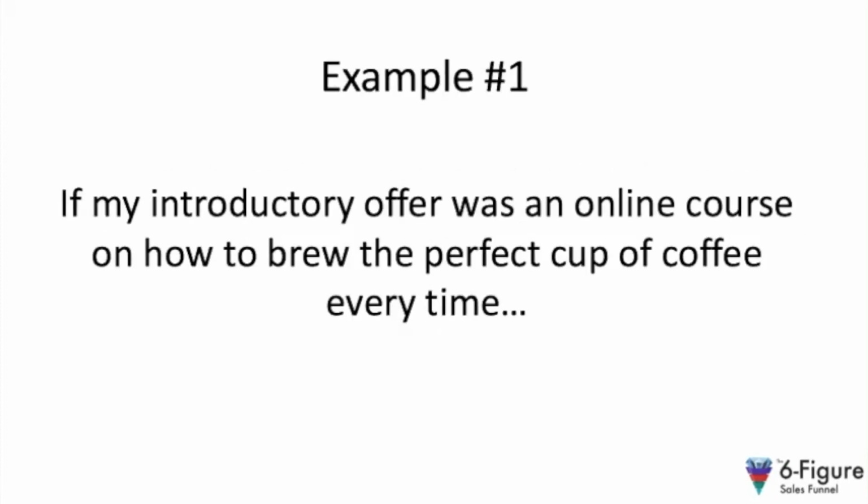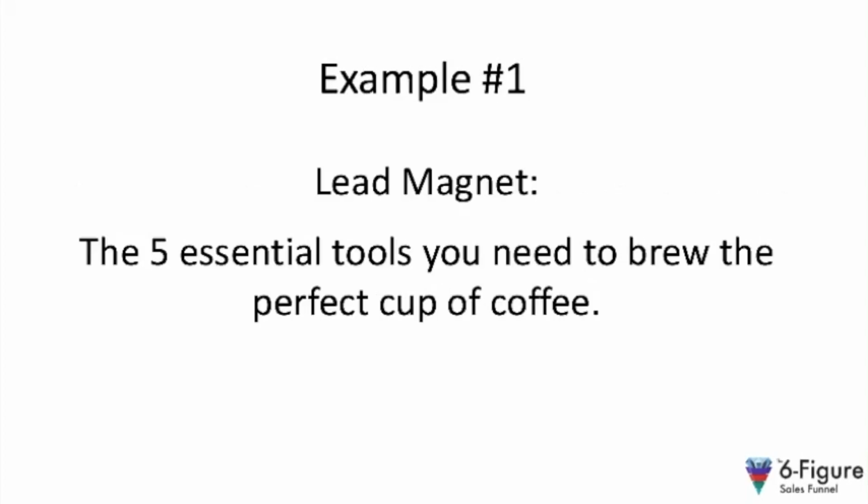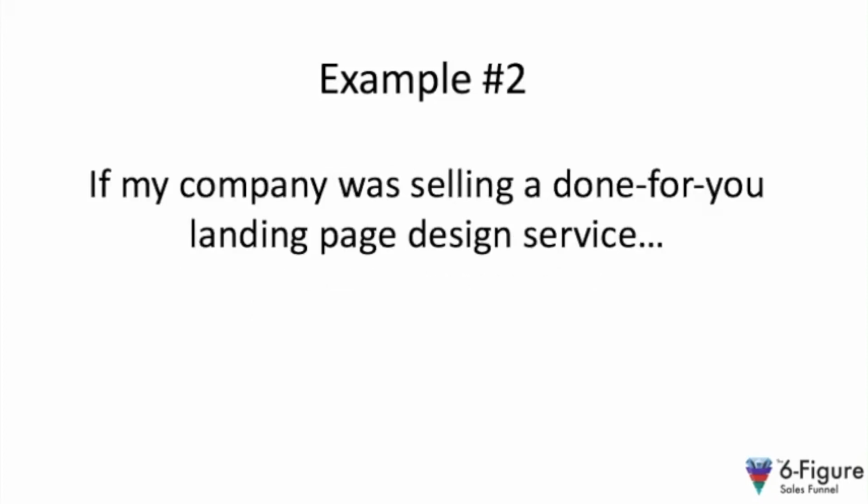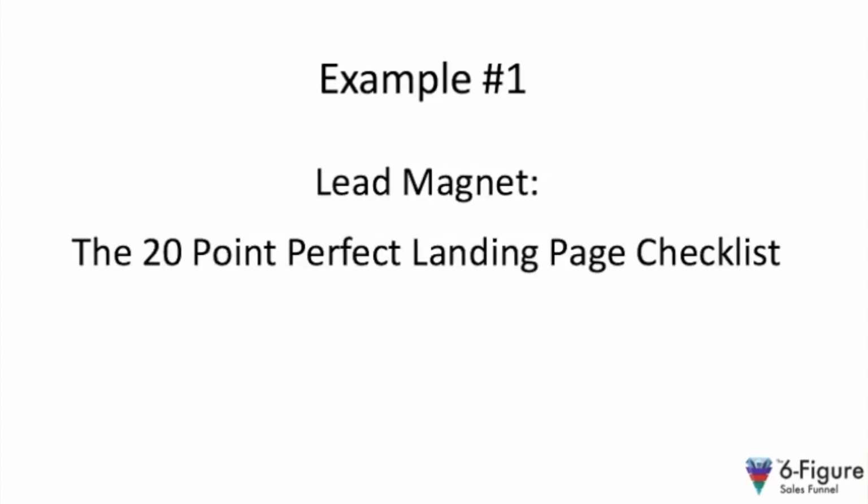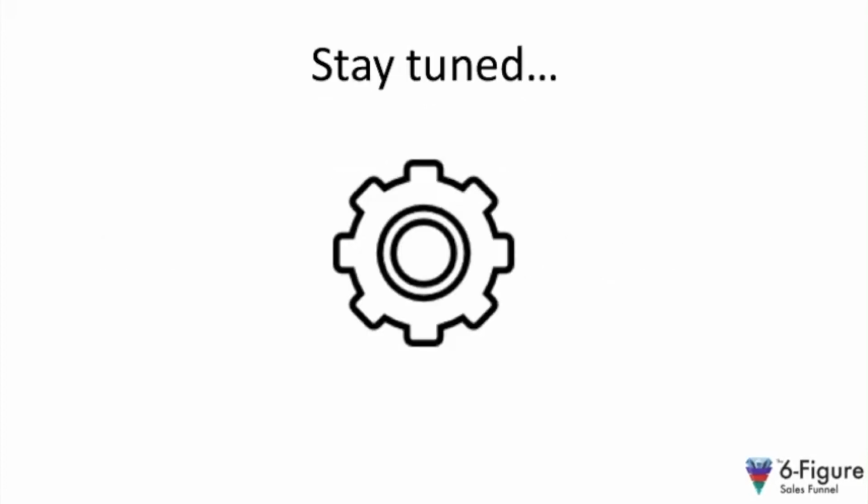So here's an example. If my introductory offer was an online course on how to brew the perfect cup of coffee every time, then my lead magnet should be something like the 5 essential tools that you need to brew the perfect cup of coffee. Another example, if my company was selling a done-for-you landing page design service, the ideal lead magnet leading into this offer would be something like the 20-point perfect landing page checklist. And I'm going to recommend my favorite tool for delivering lead magnets to your subscribers coming up, so stay tuned for that.